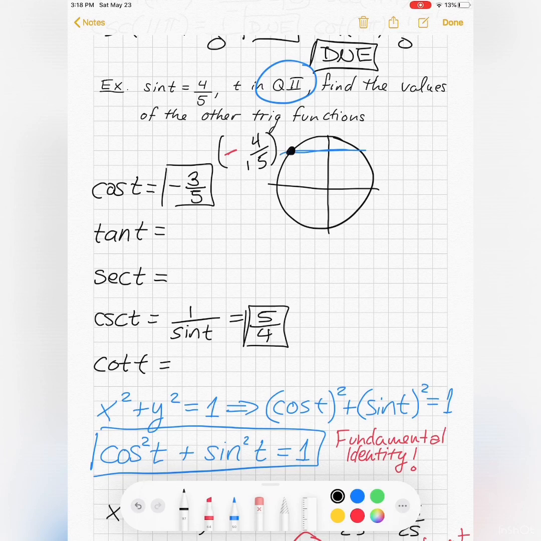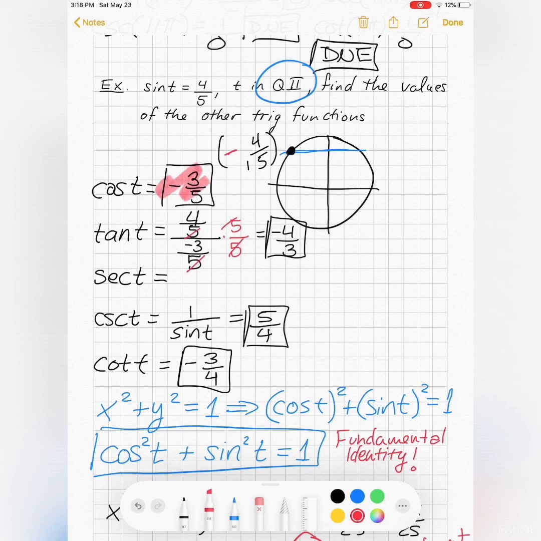So the tangent is the sine over the cosine. Negative 4/3. The cotangent's the reciprocal of tangent. I could fill that one in, huh? And then the secant is the reciprocal of cosine. So if I flip that over, that's negative 5/3. Not too difficult.